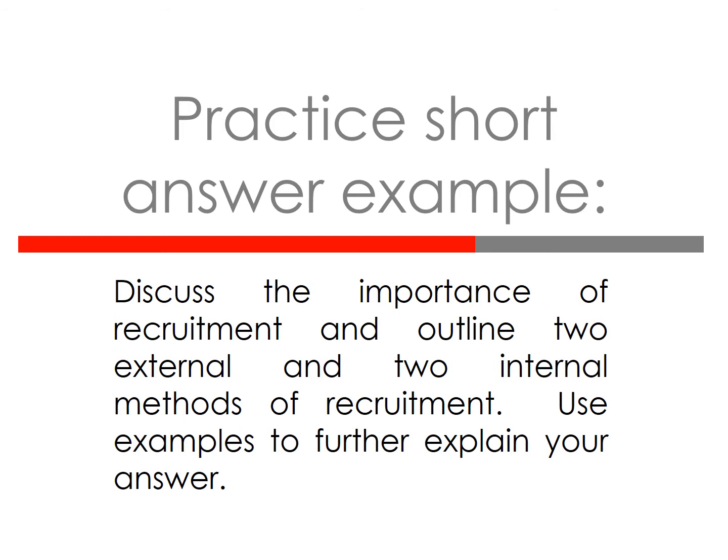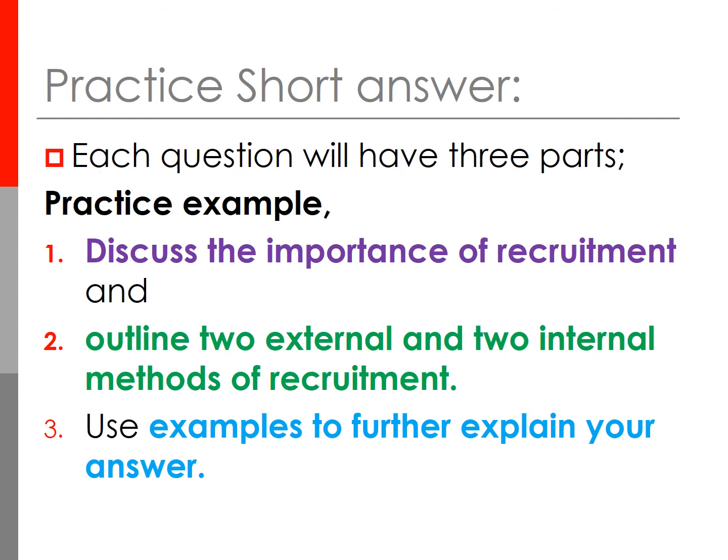A key is also making sure that you answer all parts of the question, but also that you answer the question correctly. So students will often highlight, underline some of the key words here to help guide them through answering the question. So the importance of recruitment is a key element. The fact that you're needing to look at the external and the internal methods of recruitment, as well as provide those examples. So again, this question has 3 parts. The importance of recruitment, outlining 2 external and 2 internal methods, as well as the examples.